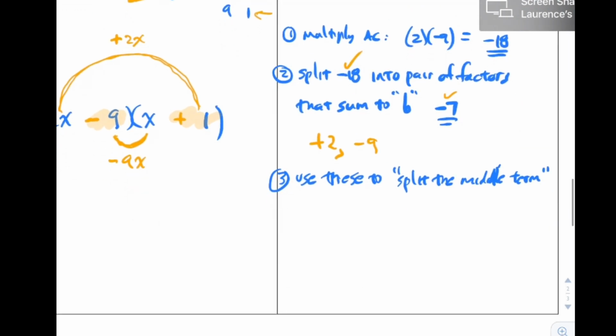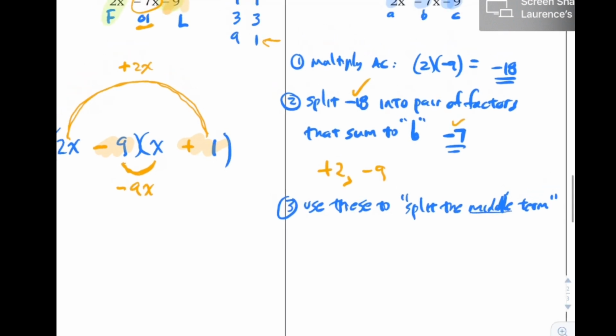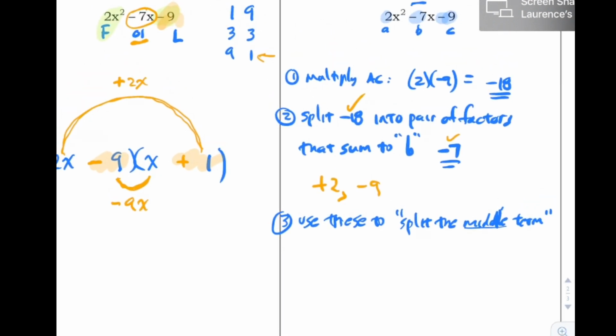Split the middle term. That says middle. Split the middle term. So our middle term was a negative 7x here. So we're going to split that into a plus 2x minus 9x. In other words, it's going to look like this. Leave the 2x squared alone. Now the minus 7x, you can go plus 2x minus 9x.